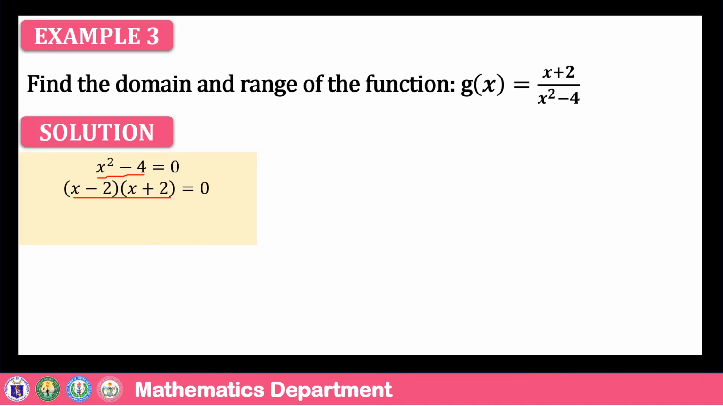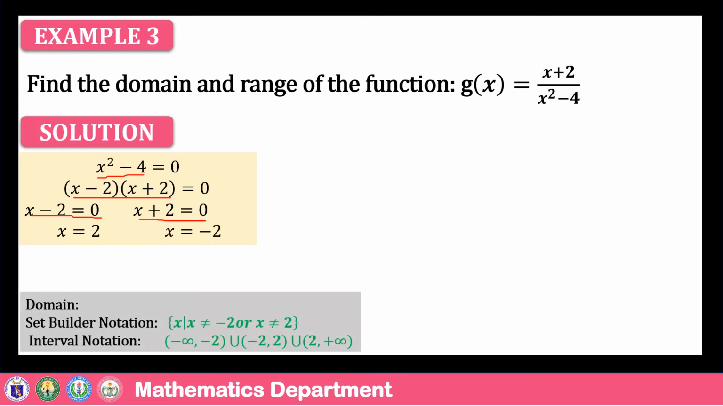And then after that, paghihiwalayin lang natin yung dalawang factors natin dito, equate natin sila sa 0. So, we'll have x minus 2 is equal to 0, or we'll have x plus 2 is equal to 0. And then after nyan, solving for x, we have here two values of x. The first one is positive 2 and the second one is negative 2. So, ang magiging domain natin dito is a set of all x such that x is not equal to negative 2 or x is not equal to positive 2.